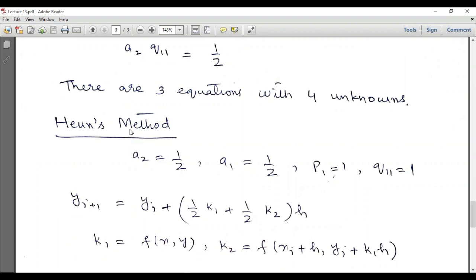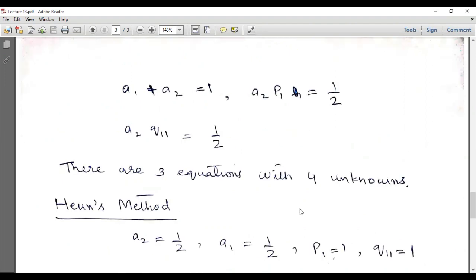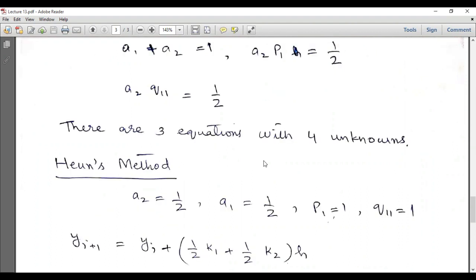So first method is called Heun's method, and according to Heun's method, a1 is equal to 1 by 2, a2 is equal to 1 by 2, p1 is equal to 1, and q11 is also equal to 1, right? So if we apply this combination in these three equations, all these three equations will be satisfied. So that can be one set of solution.